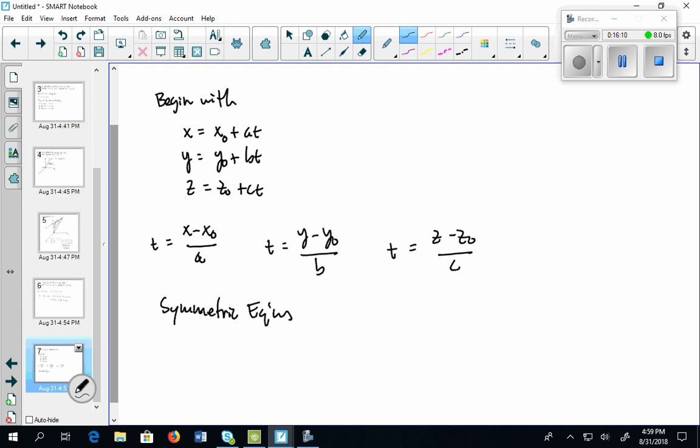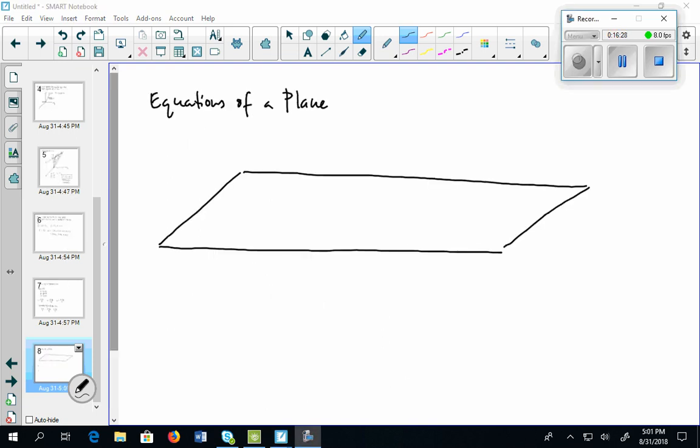Symmetric equations of the line. And let's write (x - x₀)/a = (y - y₀)/b = (z - z₀)/c.